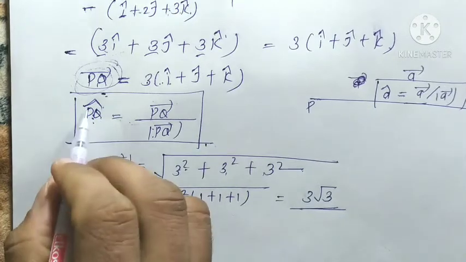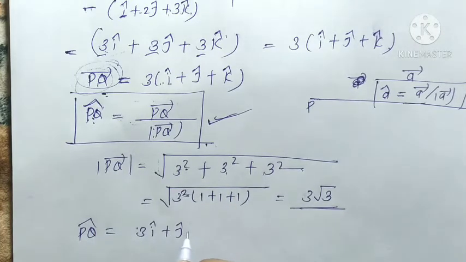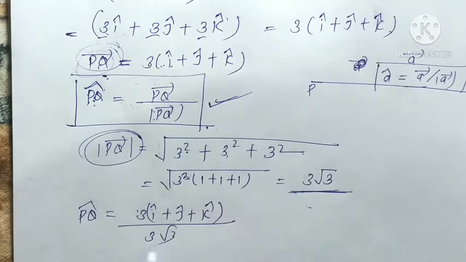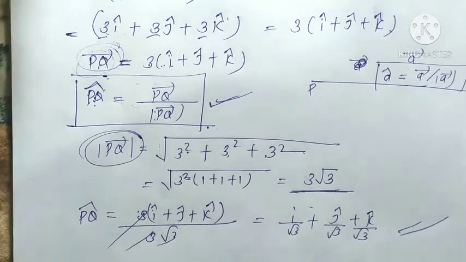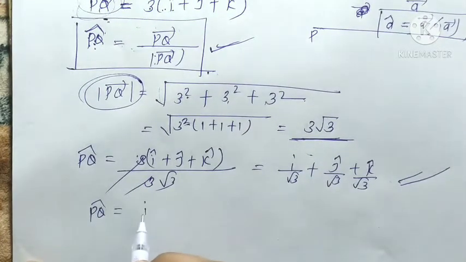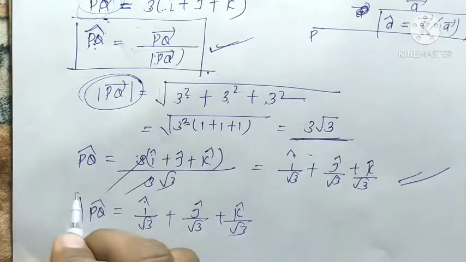So we put all the respective values in this formula. PQ cap is equal to the PQ vector, that is 3i plus 3j plus 3k, upon the magnitude of PQ, 3 under root 3. 3 and 3 will cancel. So i under root 3, j under root 3, k under root 3. This is the value. So we can write PQ cap is equal to i cap under root 3, j cap under root 3, k cap under root 3.